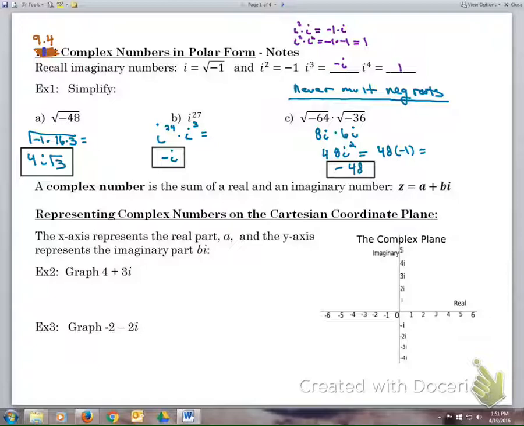So the x-axis represents the real part a, and the y-axis represents the imaginary part bi. So if I were to graph 4 plus 3i, the ordered pair (4, 3i), I'm going to take and connect a ray from the origin to that point. So if I were to do -2 - 2i, that's the one in blue. And then I graph a ray from the origin to that point. So that's how I graph those numbers.